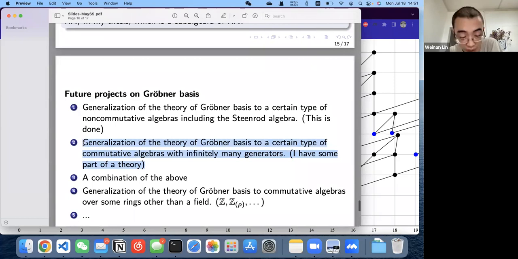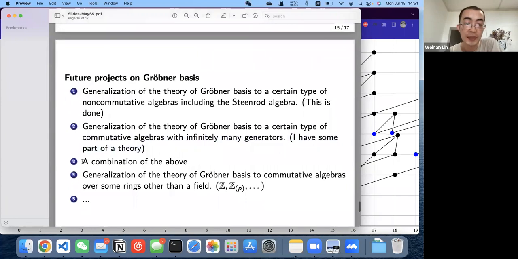I want to generalize this as far as possible. And this is something I haven't thought of yet, but I want a non-commutative algebra with infinitely many generators. It's going to be hard, and I'm not sure if it's feasible. But I want to combine both, maybe in a certain limit, to a very limited type of non-commutative algebra with infinitely many generators. I don't know how far we can go in this direction.